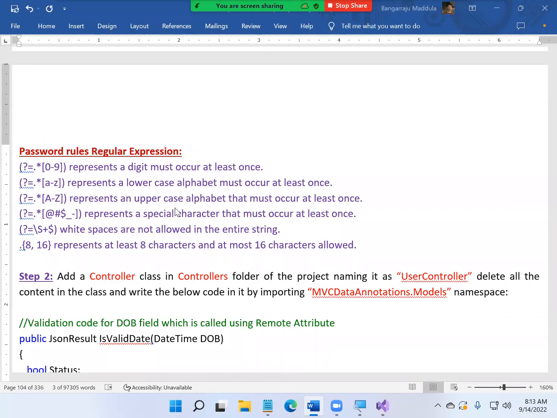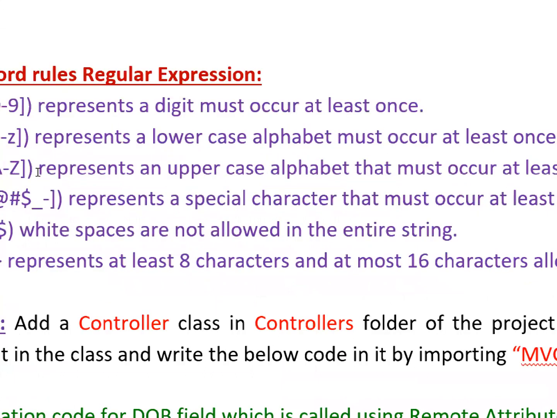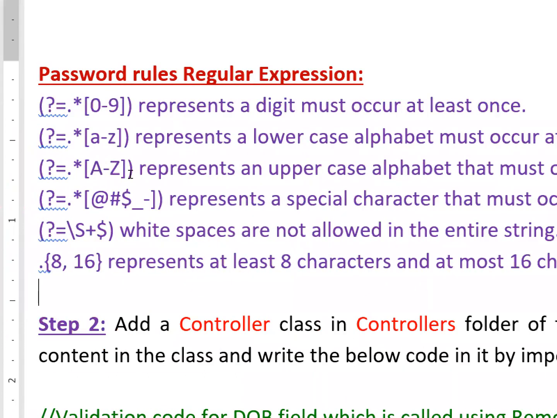I already explained this in the C# classes. You can just Google password validations and use them. So I need an expression for this, and this is the expression here. If I write question mark equal to dot star 0 to 9, what is the meaning, you know? This represents a digit must occur at least once.